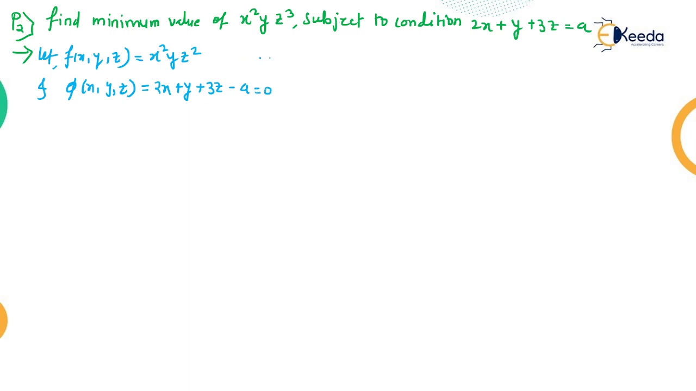For reference we call this equation number 1 and this equation number 2. Now after that you have to find the auxiliary equation. So how to write the auxiliary equation? Let's see.